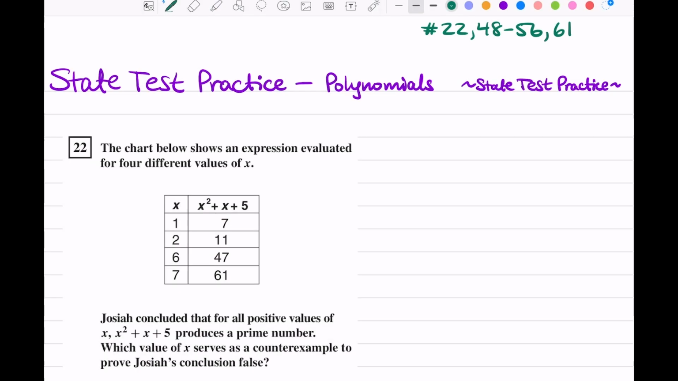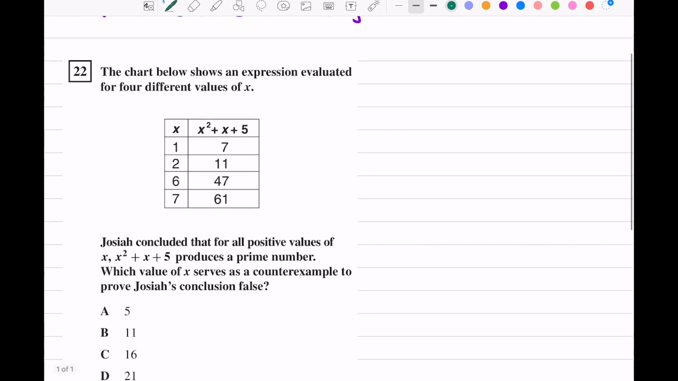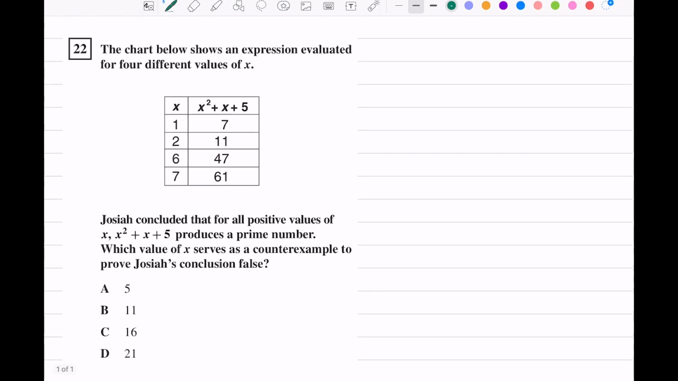The chart below shows an expression evaluated for 4 different values of x. The first column has x values 1, 2, 6, and 7, and in the second column, we're plugging those values into this expression, x squared plus x plus 5. The sentence below: Josiah concluded that for all positive values of x, x squared plus x plus 5 produces a prime number. Which value of x serves as a counterexample to prove Josiah's conclusion false?